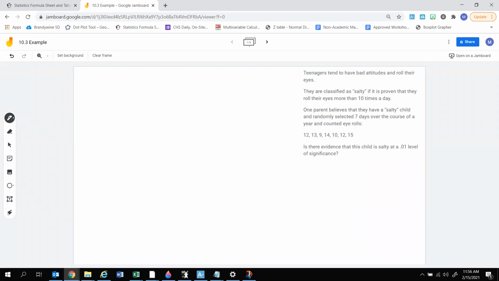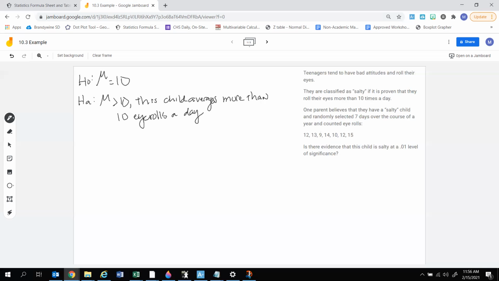All right. So leading off, we are going to do our hypothesis statement. Our null is that the mean equals 10. This is what we're checking. We're trying to figure out if they're salty or not. If they're salty, the mean is going to be greater than 10. So this child averages more than 10 eye rolls a day. So there's our hypothesis statement. We're checking if the average number of eye rolls is greater than 10 or not.